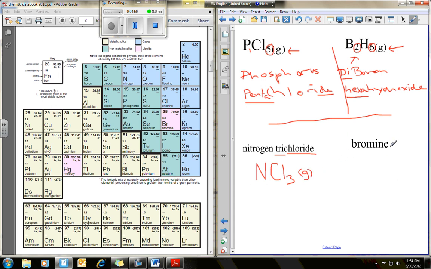Bromine. Bromine's actually not a compound. You'll notice that it's an element. If we find it, it's represented by Br. But the reason why I'm putting it here is not because it's a compound, but you need to understand that most elements that are nonmetals are diatomic, meaning in nature you won't find them by themselves. You always find them in pairs of two. And bromine is a liquid. So I would put a liquid in pure form.